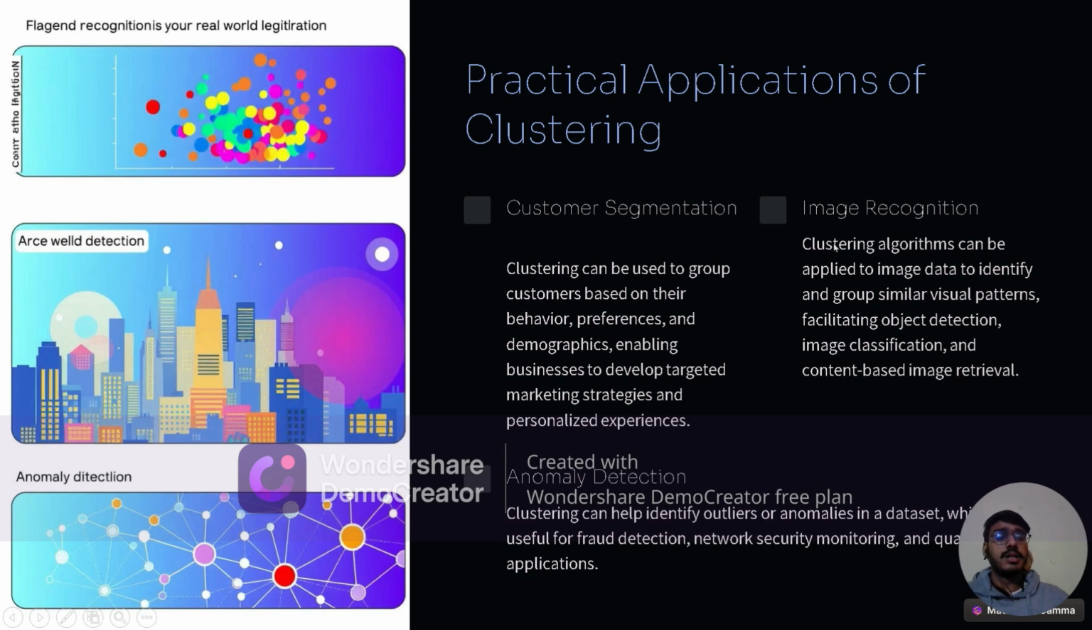Image recognition. Clustering algorithms can be applied to image data to identify and group similar visual patterns, facilitating object detection, image classification, and content-based image retrieval. In anomaly detection, clustering helps identify outliers or anomalies in datasets, which can be useful for fraud detection, network security monitoring, and quality control applications.